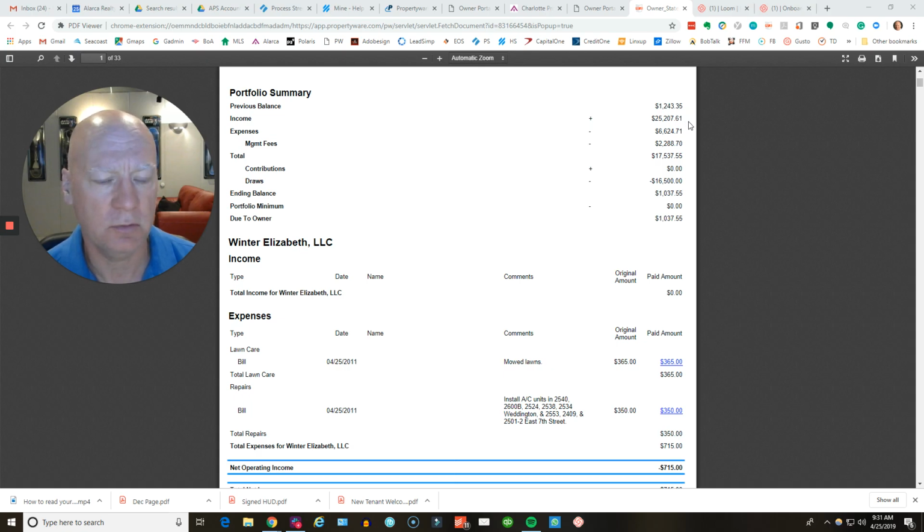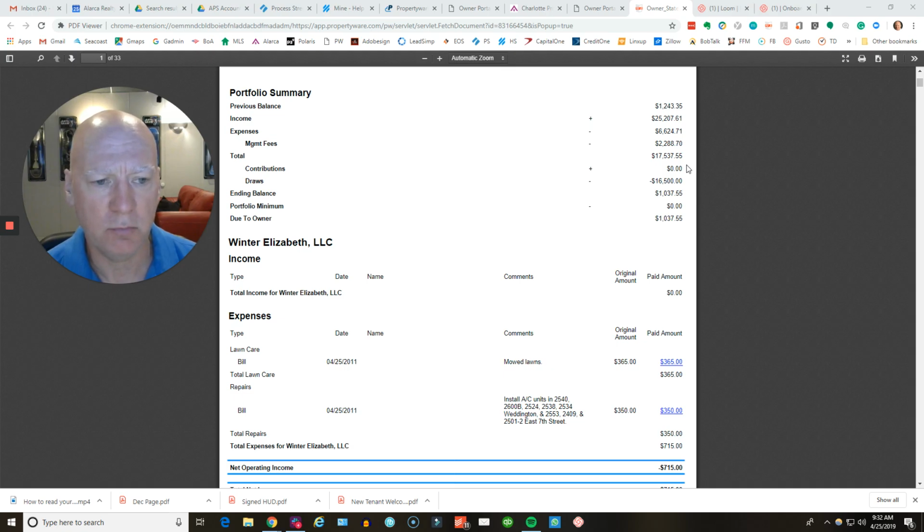The income is simply all the rent paid by your tenants during the month. Your expenses are all of your expenses for repairs, utilities, lawn mowings, anything else like that, excluding your management fees. Management fees are shown on the next line in total. And then your total here is the total of all of those above, including the previous balance. So this is the net cash available for you to take out of the portfolio during the month.